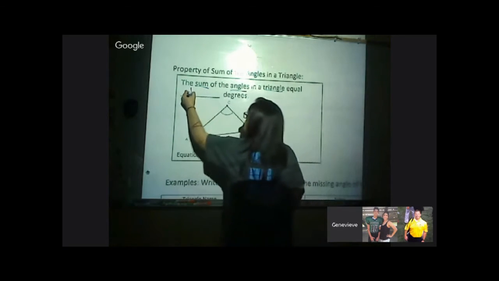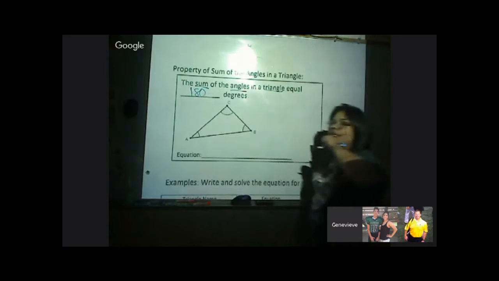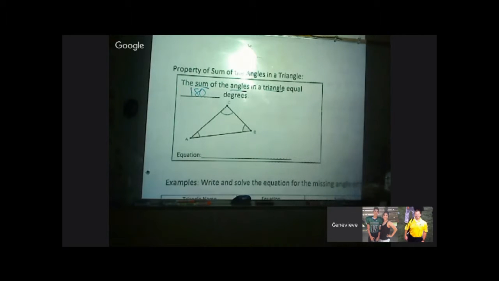180 degrees. Let me give you a way to hopefully remember that. Think of a rectangle. A rectangle has 4 90-degree angles, doesn't it? Just like what I drew there. Now think about it. If I have 4 90-degree angles, that's 360 degrees.